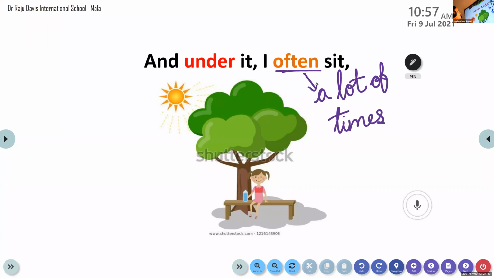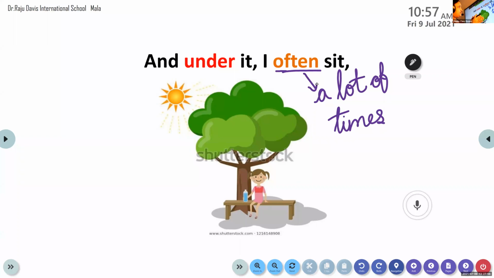So here the girl comes and sits under the tree. Why? To shade herself from the sun. And the meaning of often is a lot of times. We also use the word many times, right? Many times has the same meaning as a lot of times. Okay. Thank you, Srihari.